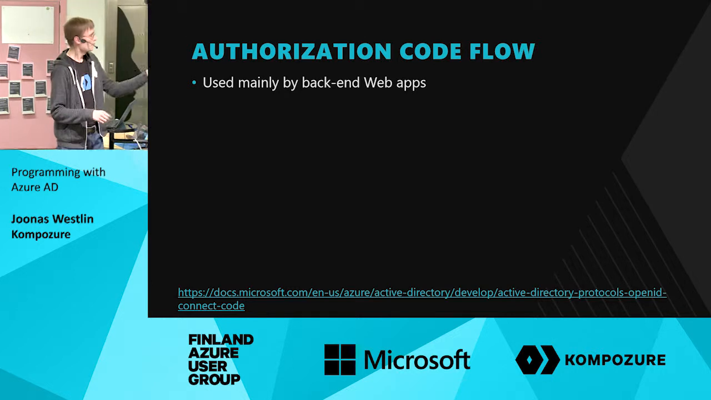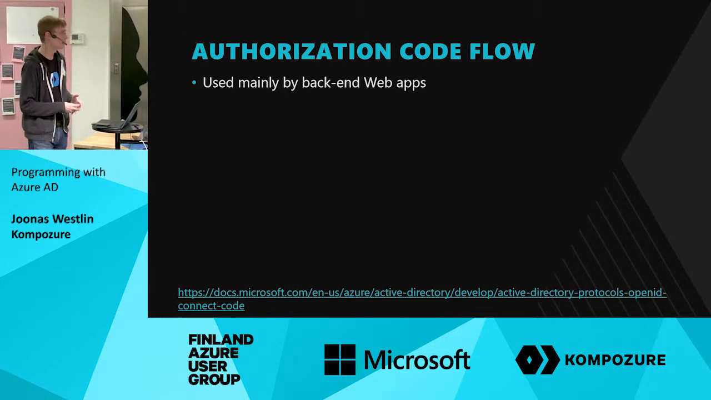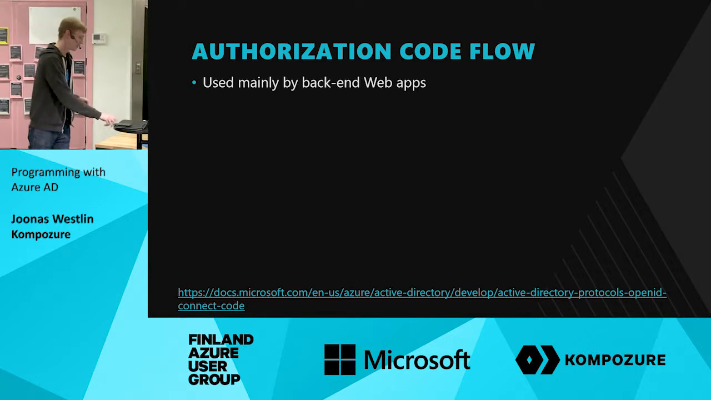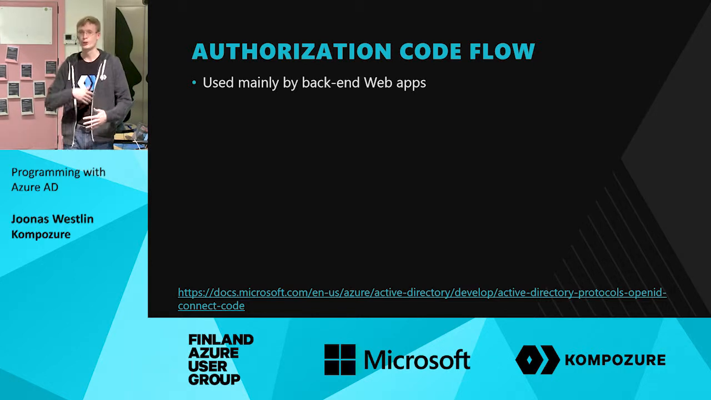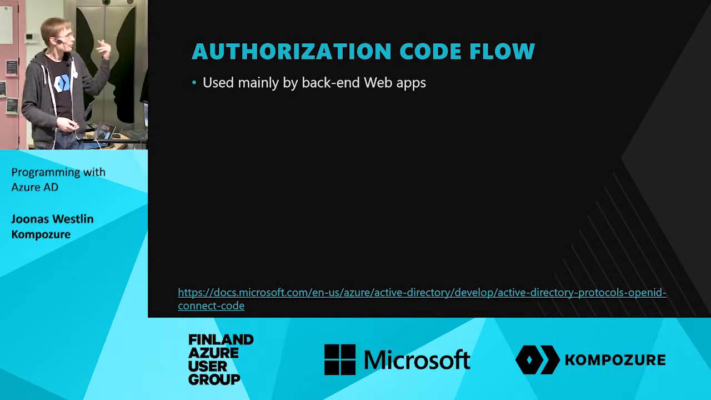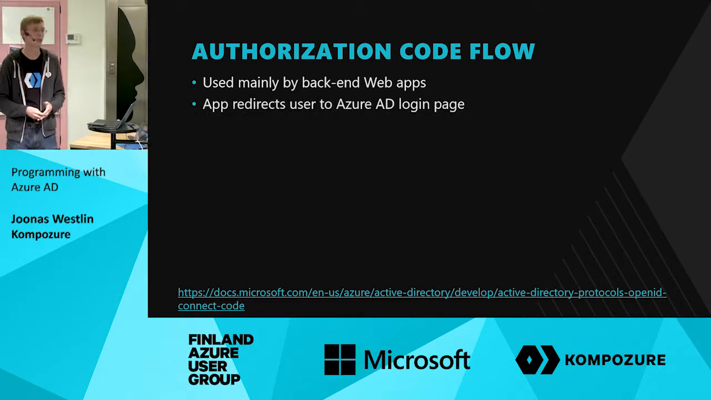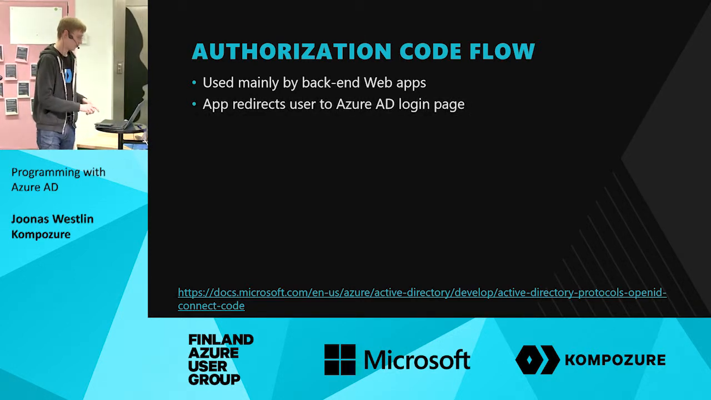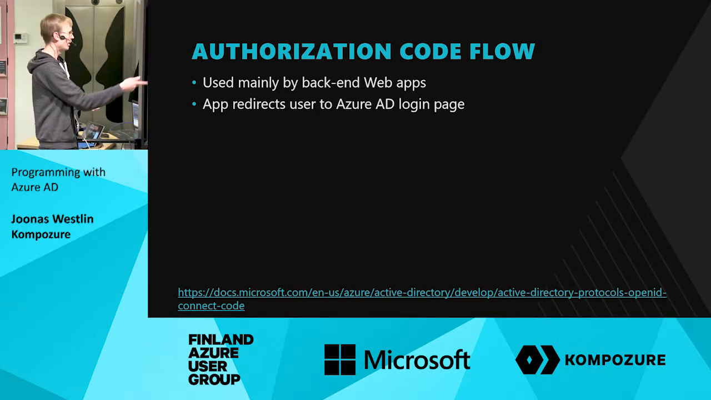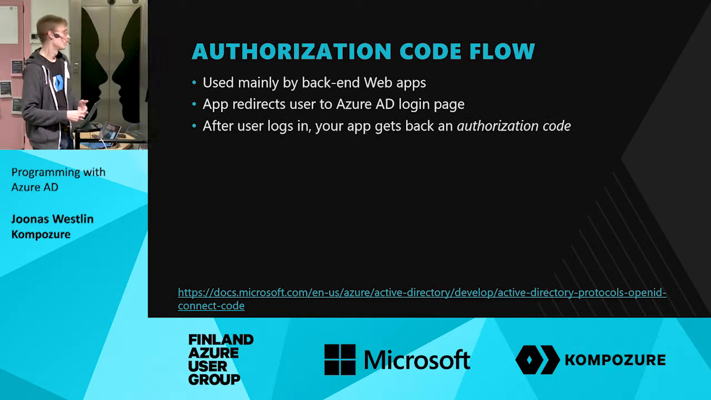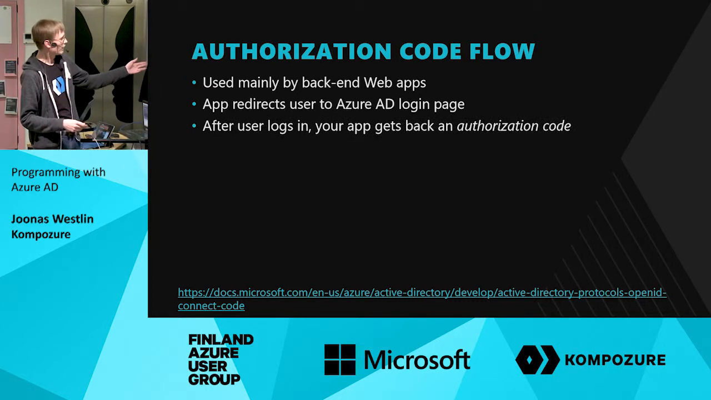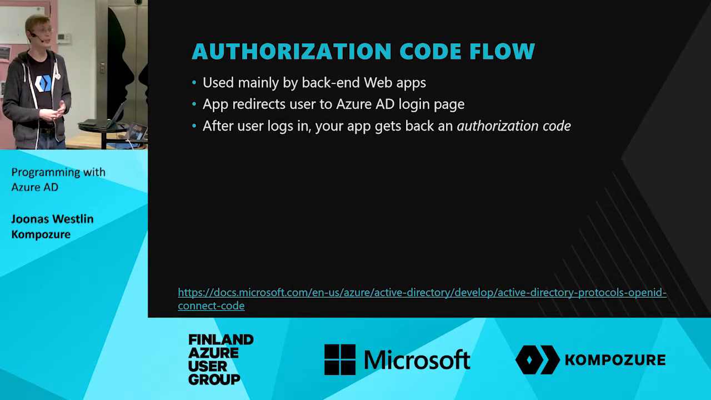And it all starts with the app redirecting the user to the Azure AD login page, which you'll see in a moment. After the user logs in, goes through multi-factor authentication, logs into their on-premises account, whatever, your app doesn't need to care. Once they do that, your app gets back an authorization code. Your app can then exchange this code plus a couple other things, which must include a client secret or certificate, and it can then get an ID token, access token, and a refresh token.